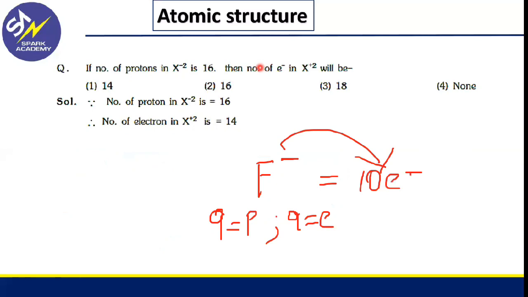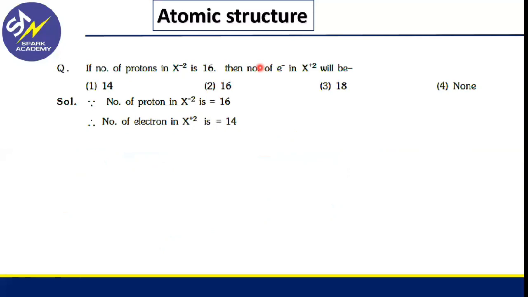So there should be 10 electrons in F minus. Based on the charge, positive or negative, we will represent the number of electrons or protons. Now let's look at this question. If the number of protons in X minus 2 is 16, what will be the number of electrons in X plus 2?